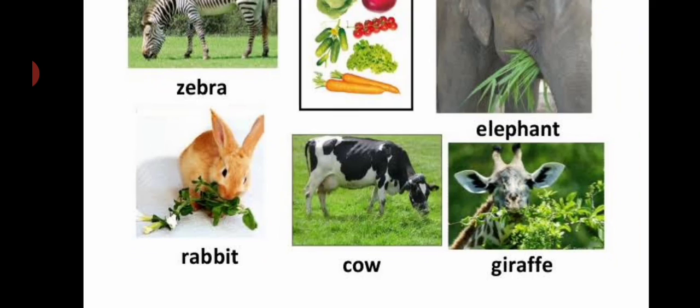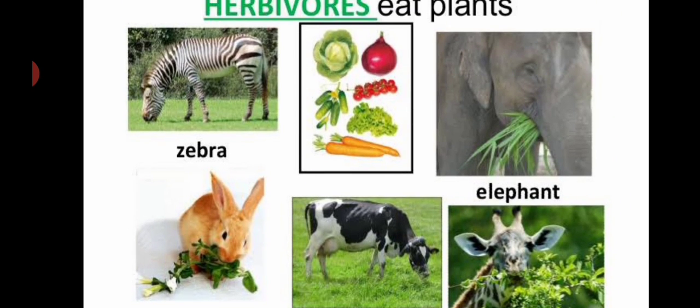Another example is rabbit. Can you see the rabbit eating plant? It's a herbivore. Cow. Cows are herbivores. They eat plants. Giraffe. Giraffe is an animal with a long neck. Can you see it eating grass? Eating plant. Giraffes are herbivores.